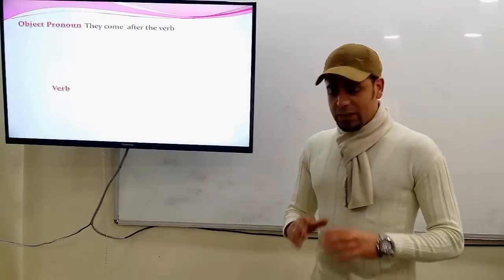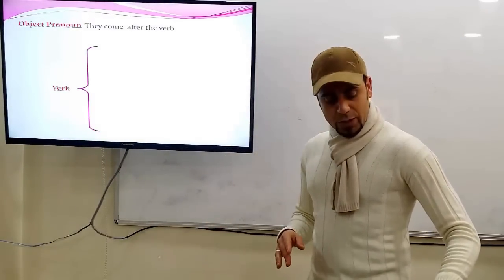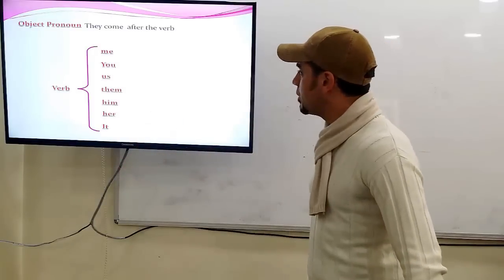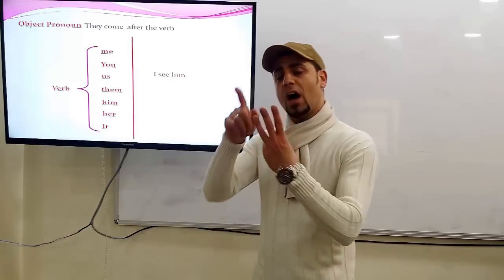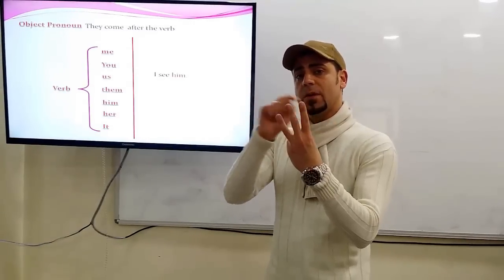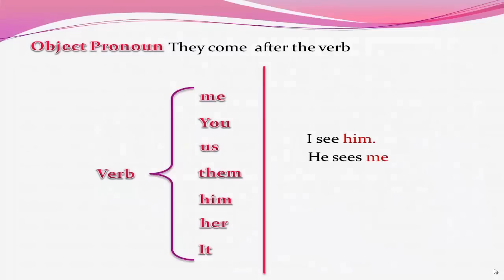Now, as I said, it comes after the verb. Let's have a look at this. As you can see, we have the verb and it's after the verb. For example, I see him. Subject, verb, object. Another example, he sees me. You see us. And the last example, I see them.